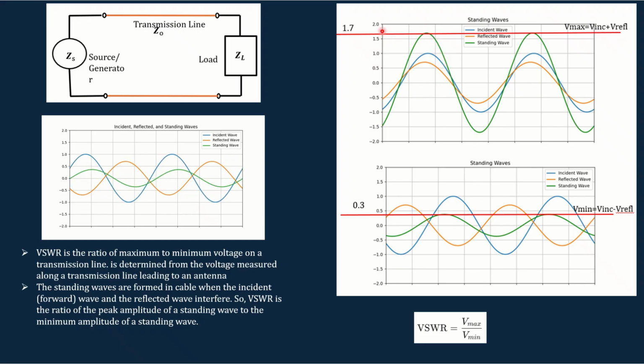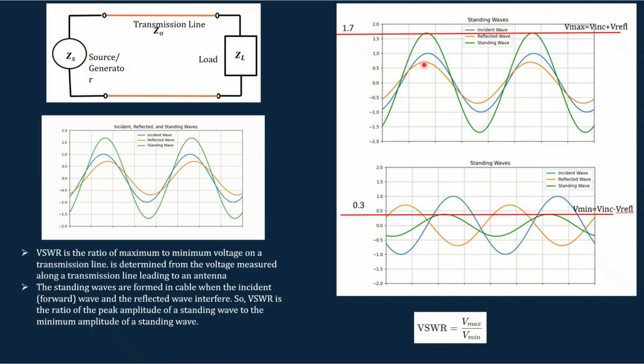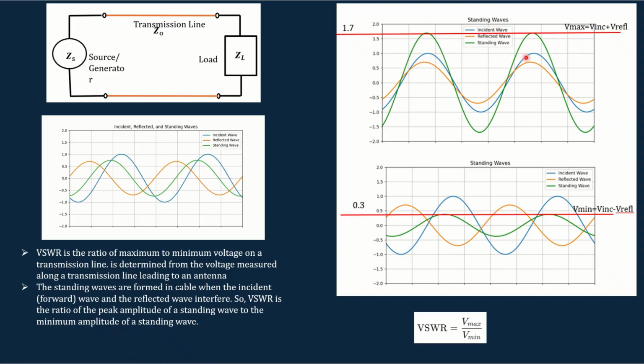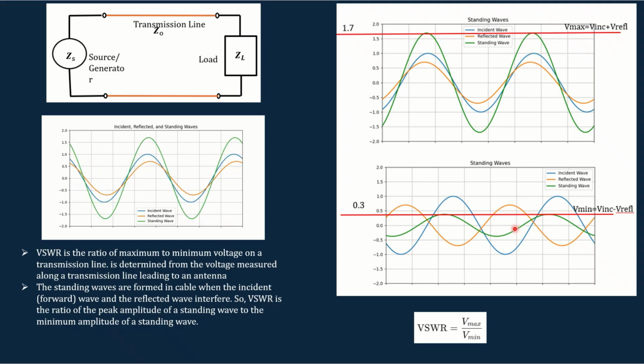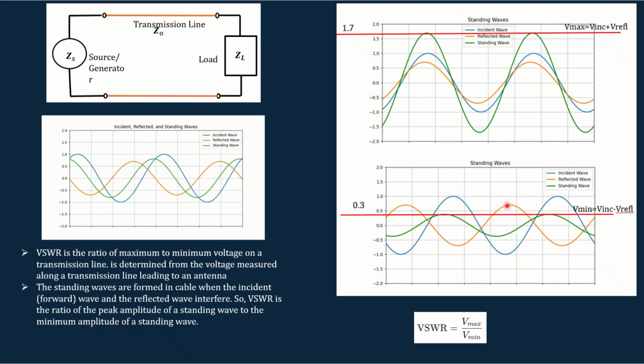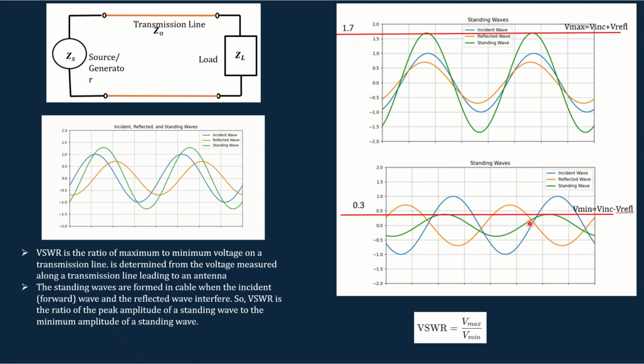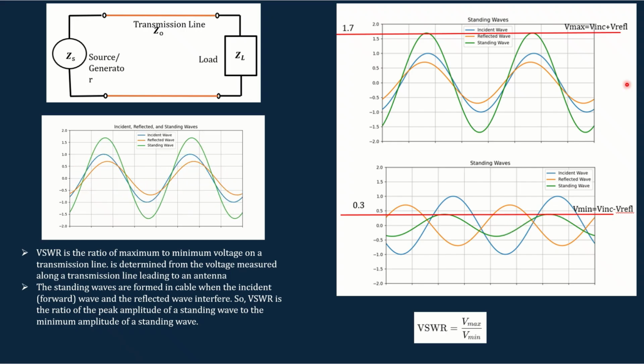This is a screenshot from the animation to show what is meant by Vmax and Vmin. If the incident and the reflected waves have the same phase, it results in the maximum value of the standing wave. And if the incident wave, the blue one, and the reflected wave have opposing phase, it causes the minimum amplitude. This is how Vmax and Vmin occur.